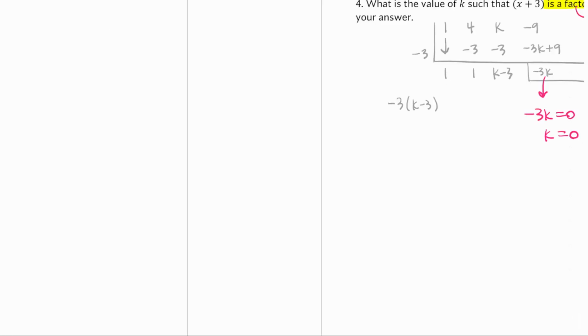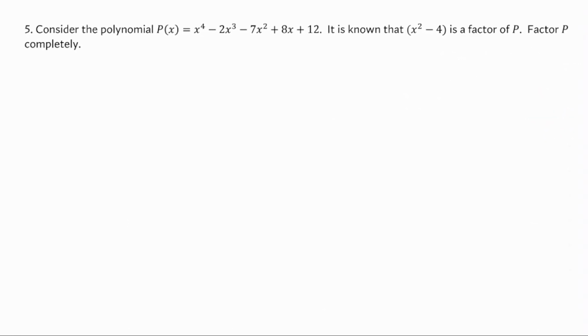This last one is going to give me a double factor. If x squared minus 4 is a factor of p, well, x squared minus 4 is equal to x plus 2 times x minus 2. So I know that both of those are factors of p, so I'm going to run both of them through synthetic division to get this down to a quadratic, and hopefully it'll be easier from there.